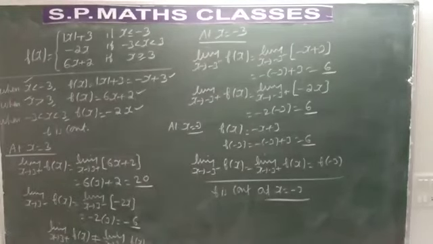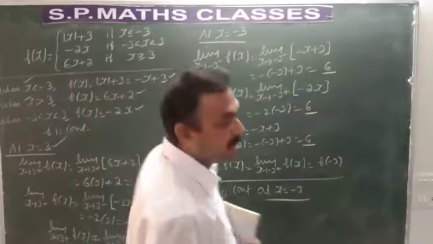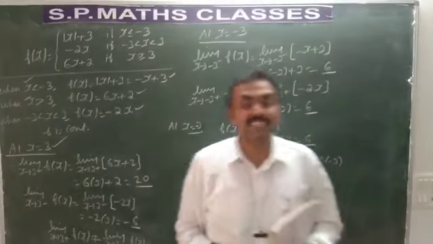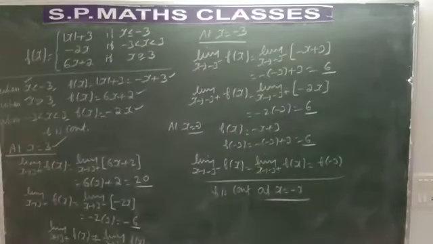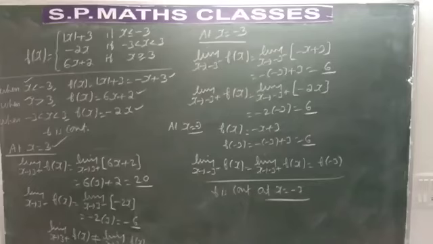f is continuous at x equal to minus 3, but it is not continuous at x equal to 3 because the left hand limit is not equal to the right hand limit. Therefore, there is only one point of discontinuity here, which is x equal to 3, where the left hand limit is not equal to the right hand limit. Please understand the problem carefully.